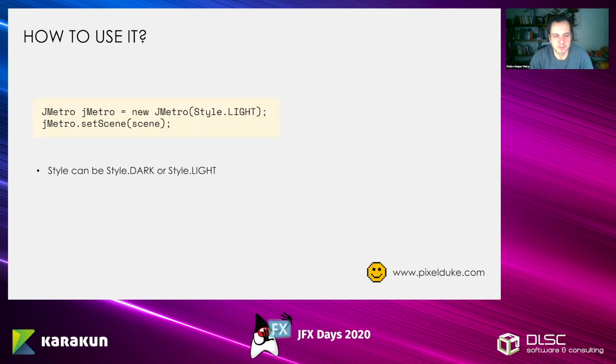So how do you use it? You only really need one line of code, which I have expanded to 2 lines in here. So you instantiate the JMetro class. You pass in the style, which could be light or dark. This can also be changed afterwards through the style property. And then you set the scene on the JMetro instance. You can also set a parent if you want to just style a subset of your scene. Yeah, so the style can be dark and light.